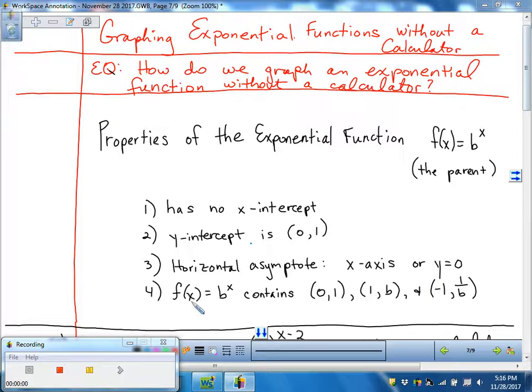And the fourth property, f of x equals b to the x will contain the points (0, 1), (1, b), whatever that b value is, and (-1, 1/b), the reciprocal of b. Let's go ahead and pause, copy down these properties, and we'll continue on with examples.